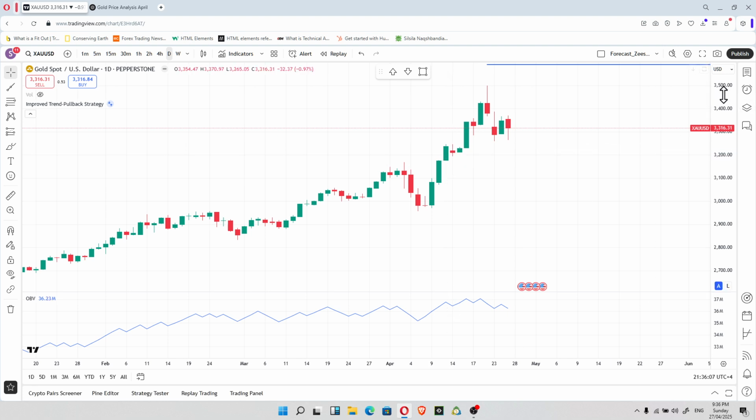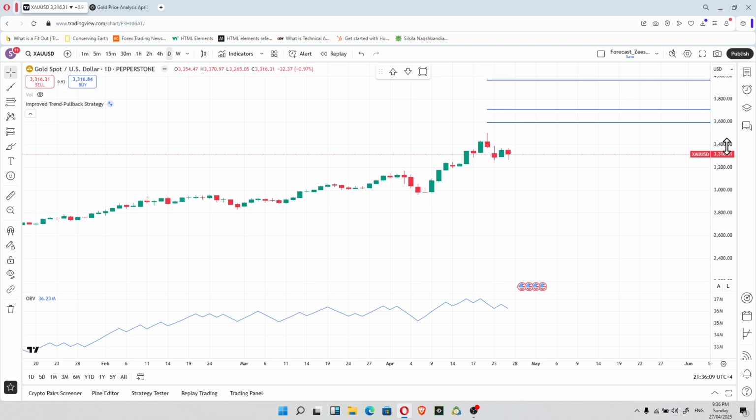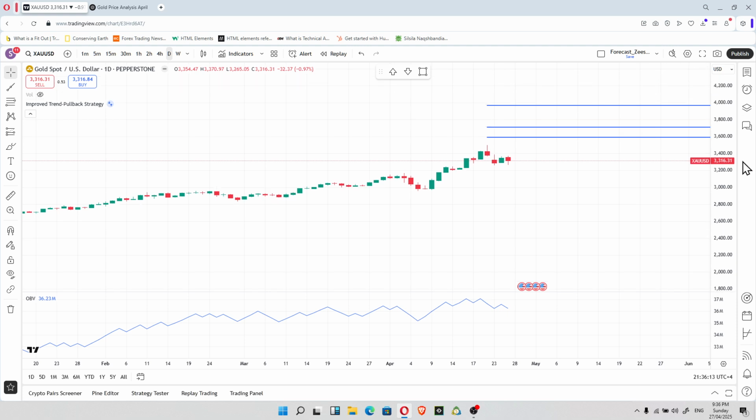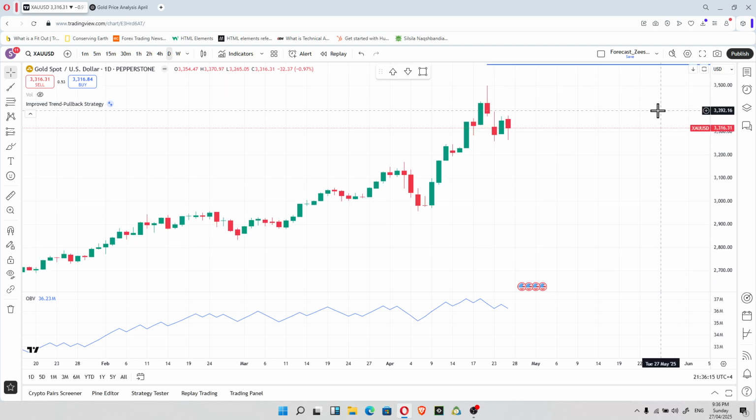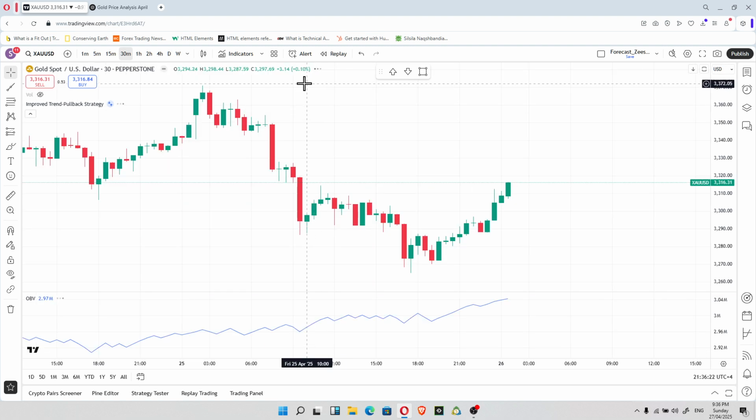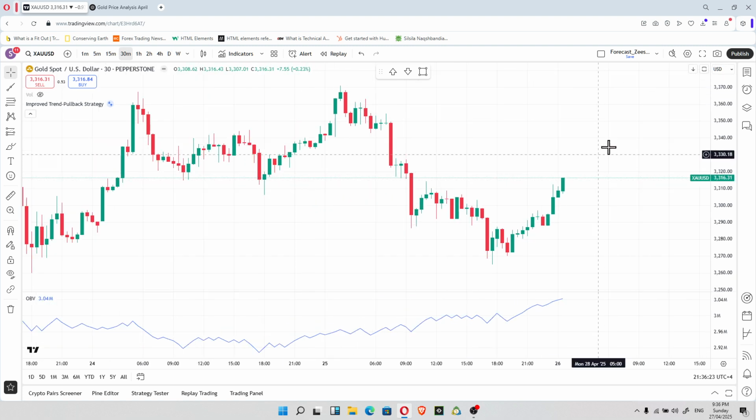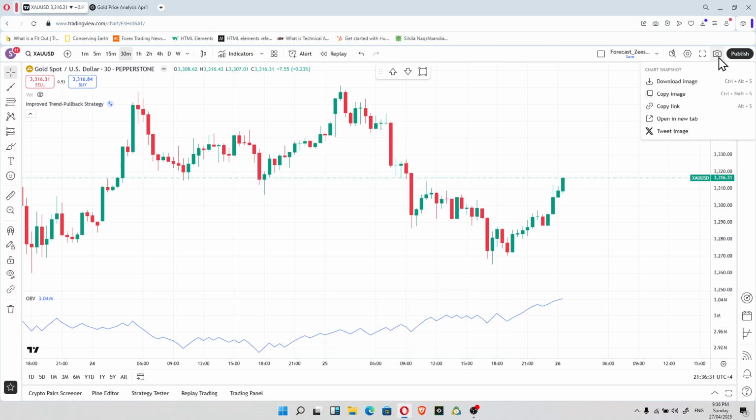So what we can expect in the coming weeks is gold reaching $4,000 per ounce. This is the Fibonacci forecast. Let's move to the price section. You can also do the price section analysis more accurately. We will log into any platform, for example, FTMO.